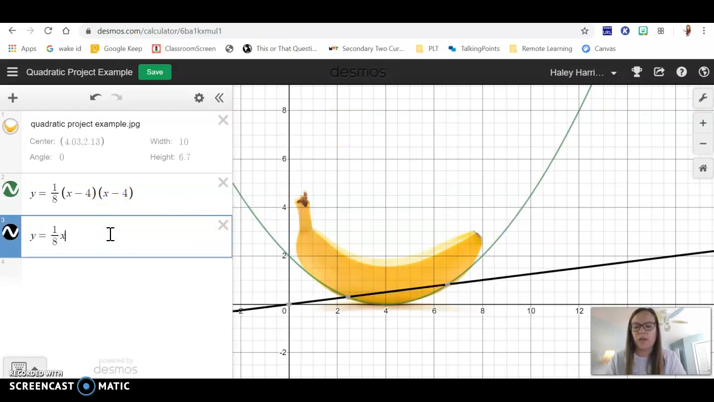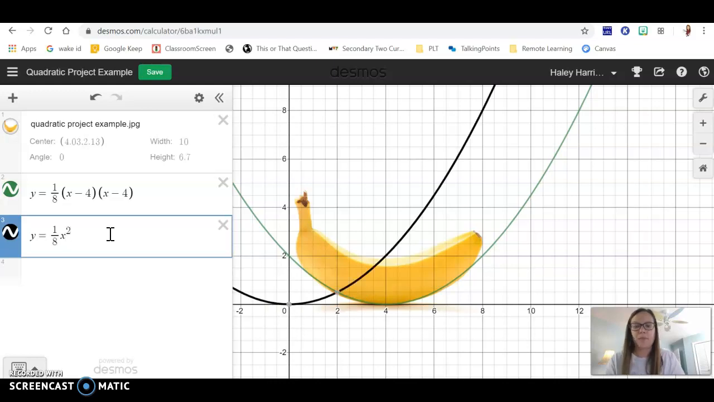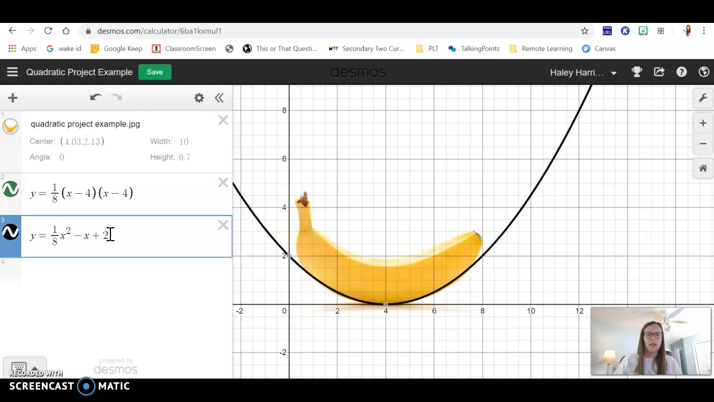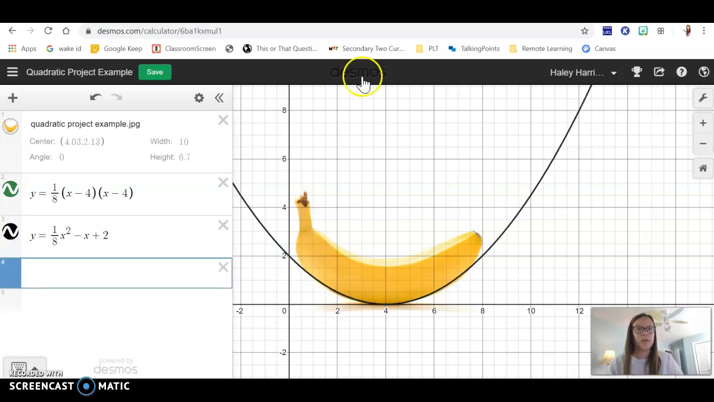1/8 x squared minus x, and then we're going to move it up 2 spaces, plus 2. And those landed right on top of each other. So we can change from factored form to standard form. You can also look up vertex form.